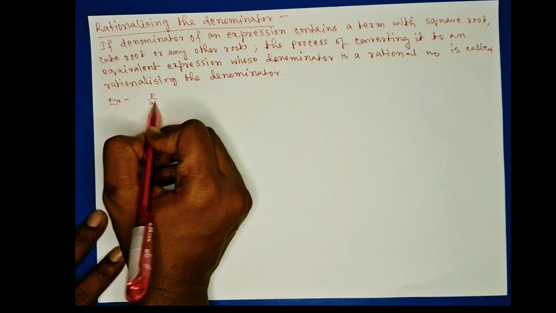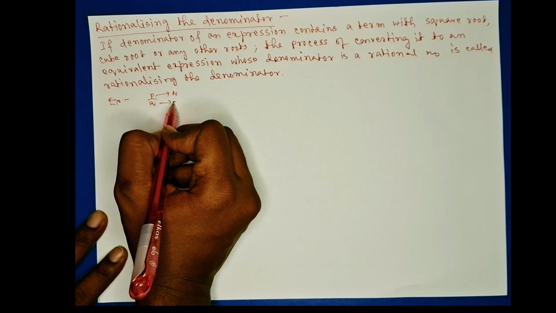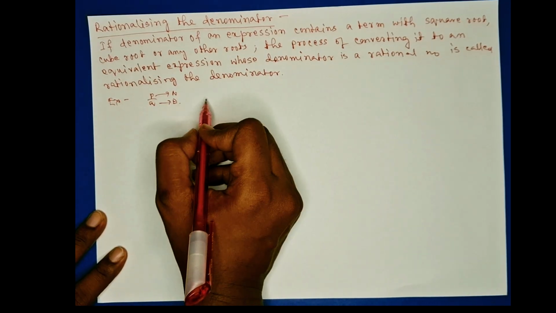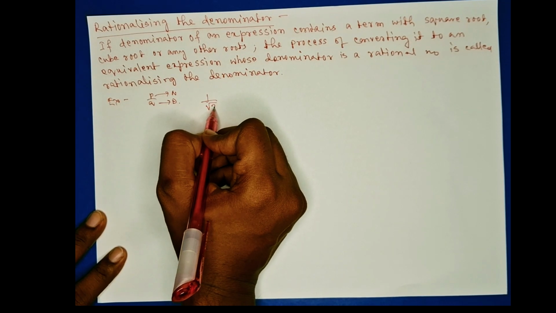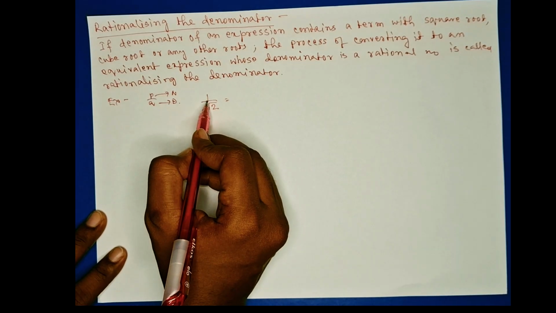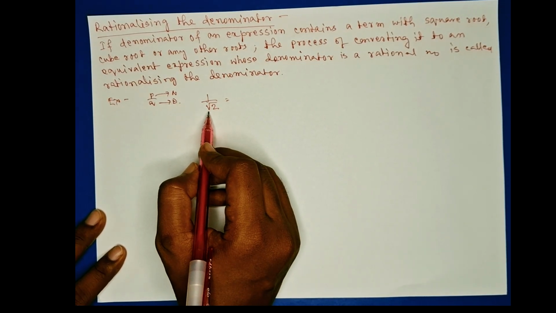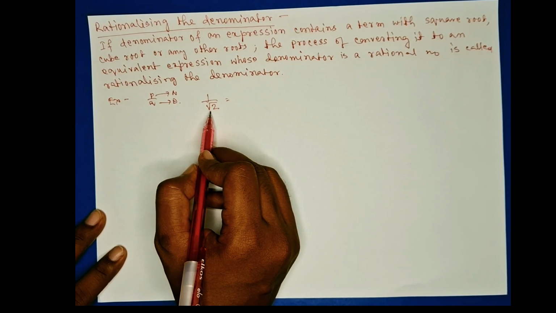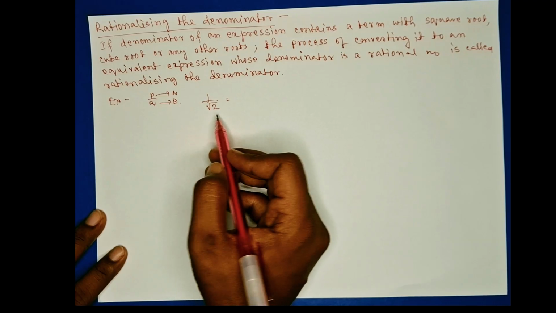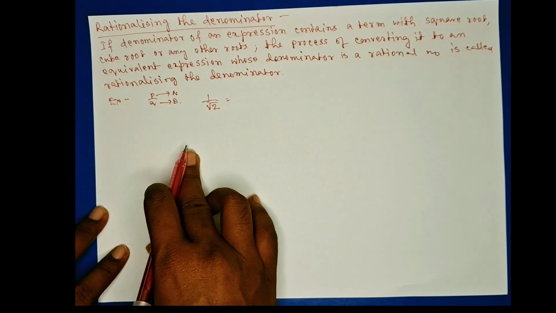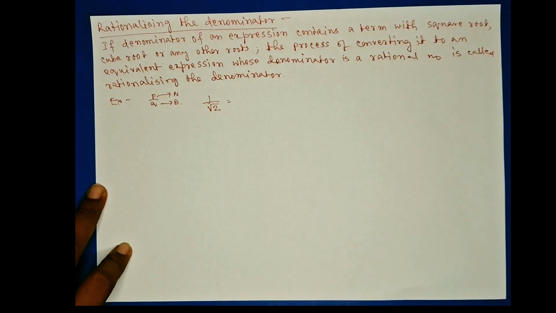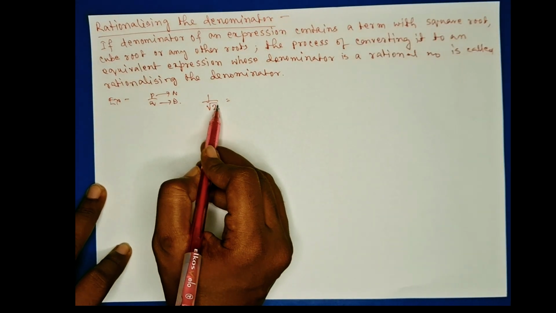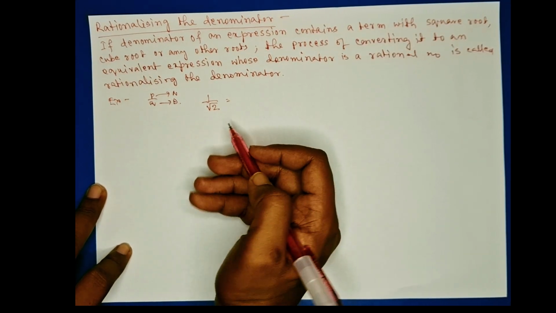Like for p by q, this is the numerator and this is the denominator, you know all. So let us take the example of 1 by root 2. Here this 1 is the numerator and root 2 is the denominator. Now what does this denominator contain? The denominator contains an irrational number. So rationalizing the denominator means we have to make the denominator a rational number.